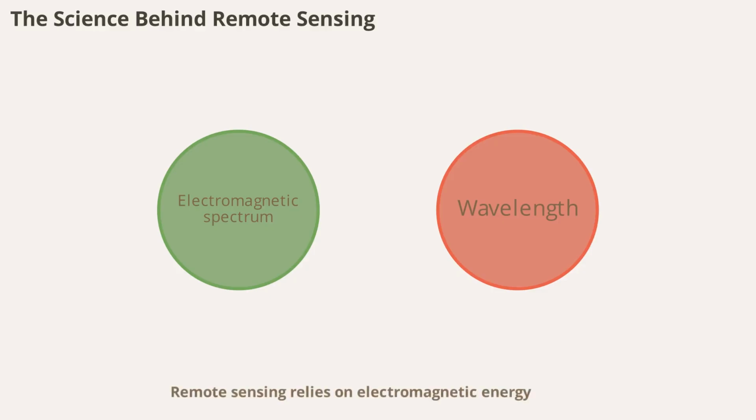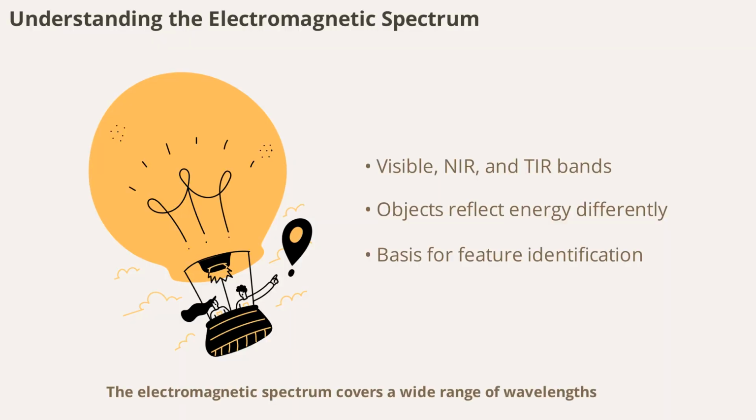Remote sensing relies on electromagnetic energy, which behaves both as waves and particles. The key properties are wavelength and frequency, which determine how energy travels and interacts with objects. In remote sensing, we often classify electromagnetic energy by its wavelength, from X-rays and ultraviolet to visible light, infrared, and microwaves. Most remote sensing applications focus on the visible and near-infrared regions, where the sun's energy is strongest and our eyes are naturally sensitive. The electromagnetic spectrum covers a wide range of wavelengths, from very short X-rays to long radio waves.